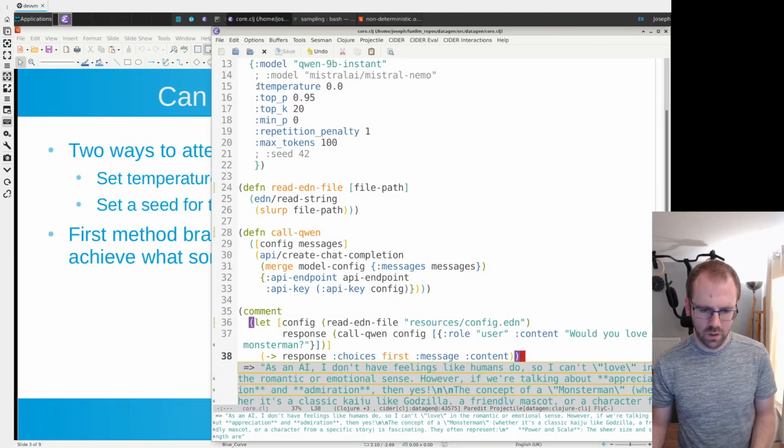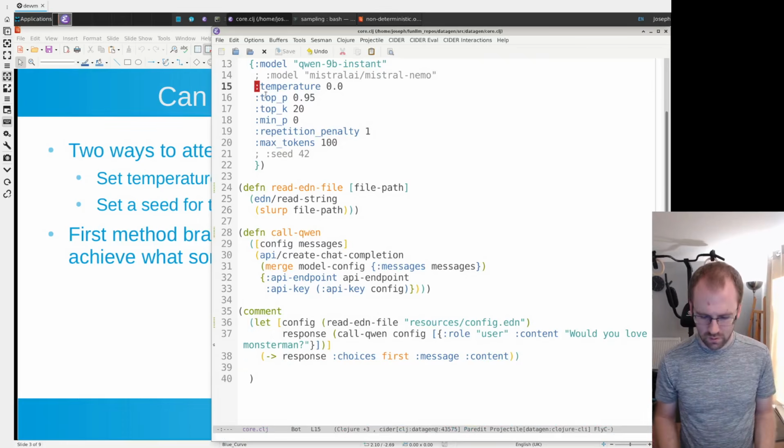So that's temperature at 0, and then I'll just show that we can achieve something similar by setting a seed. We're going to use normal temperature, so we're still doing the roulette wheel, but we're seeding the pseudo-random number generator.